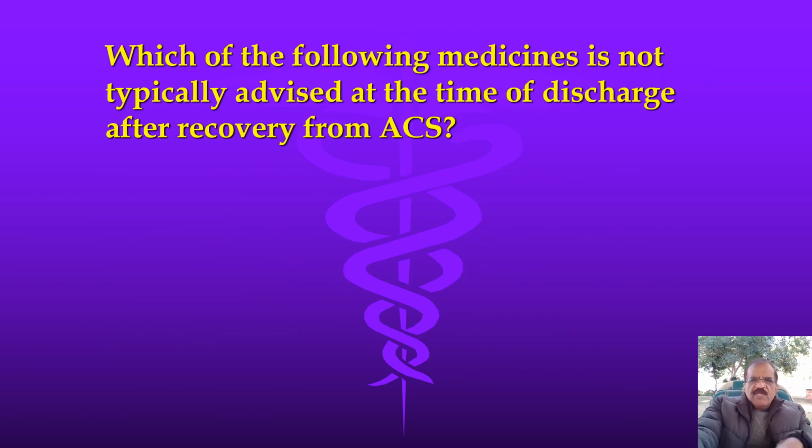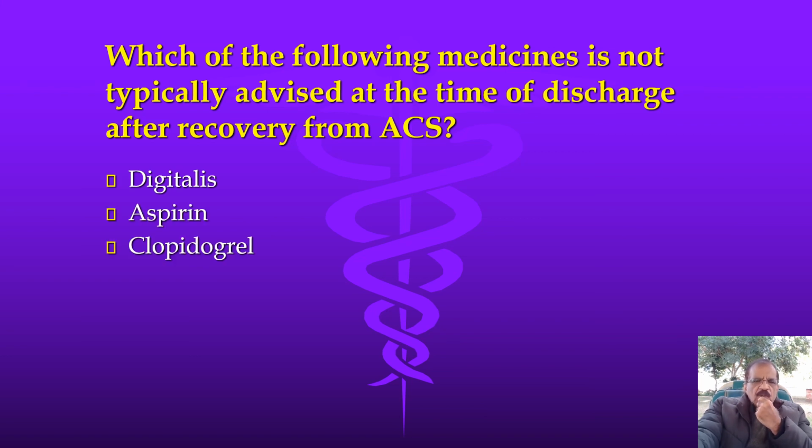Which of the following medicines is not typically advised at the time of discharge after recovery from acute coronary syndrome? In some cases, maybe it is indicated, but typically in somebody who has recovered from acute coronary syndrome with or without PCI, which of the following medicine is typically not part of routine prescription? Digitalis, aspirin, clopidogrel, statins, or beta blocker, which is typically not a part of standard treatment.